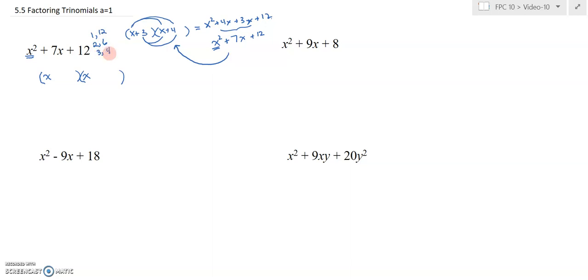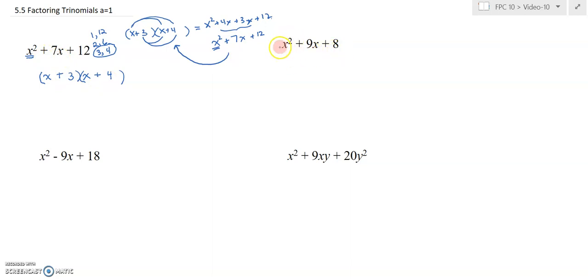But I know which one it is because I know the outer product plus the inner product has to add to give 7. And since I just did that question, we now know it has to be 3 and 4, because when I multiply the 3, I get 3x. When I multiply the 4, I get 4x. Therefore, they add to 7x. They're both positive. Since that's a positive 12, these signs have to be the same. They're both positive. And then that also adds up to positive 7x. Let's try another.